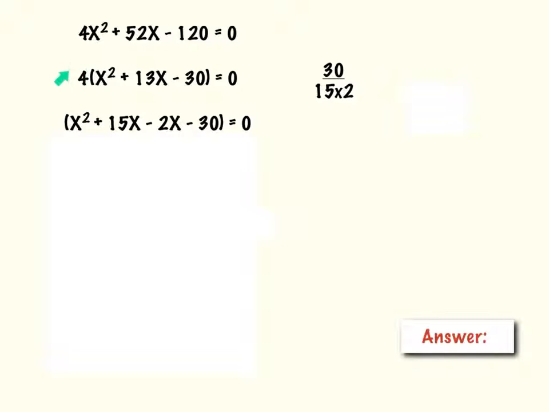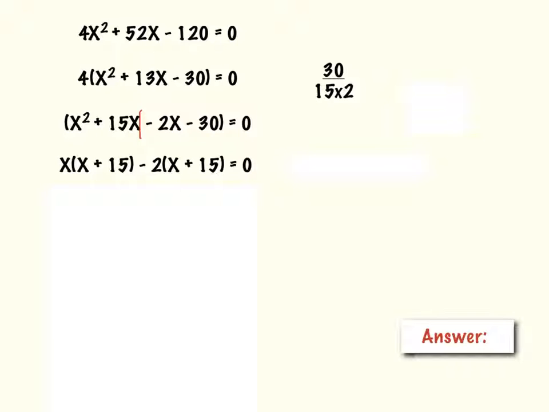I still have this 4, but I'm going to hold off for a minute until I finish factoring my trinomial. Now that I have 4 terms, I can use factor by grouping, which means I'm going to split it in half and find the GCF of each side. The GCF between x squared and 15x is x, and when I divide both terms by x, I'm left with x times x plus 15. On the right side, I need to find the GCF between negative 2x and negative 30. My GCF for those is negative 2. So when I divide both terms by negative 2, I'm left with negative 2 times x plus 15.